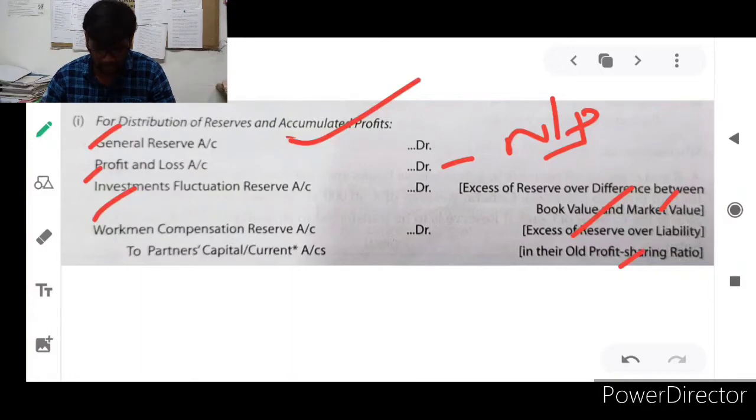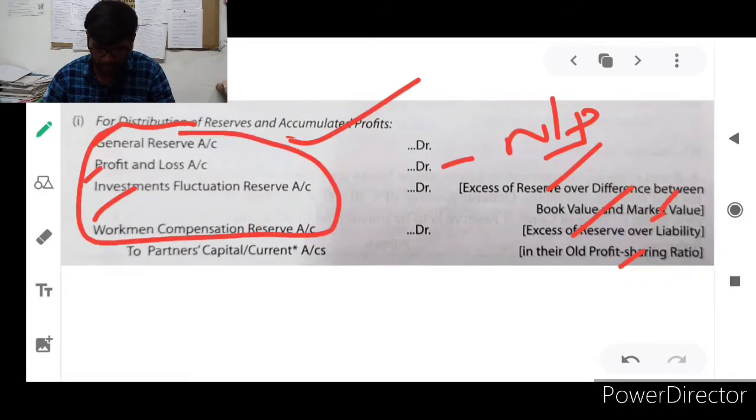So general reserve account debit, profit and loss account debit, investment fluctuation reserve after meeting its liabilities. If excess reserves are there, that reserve, and workmen's compensation also after meeting its liability, if excess reserves are there, that reserve. So everything is going to be debited in the journal entries. And what is going to be credited? All the partners' capital or current accounts.